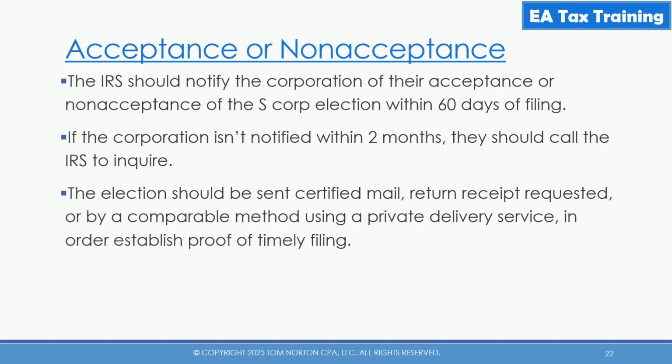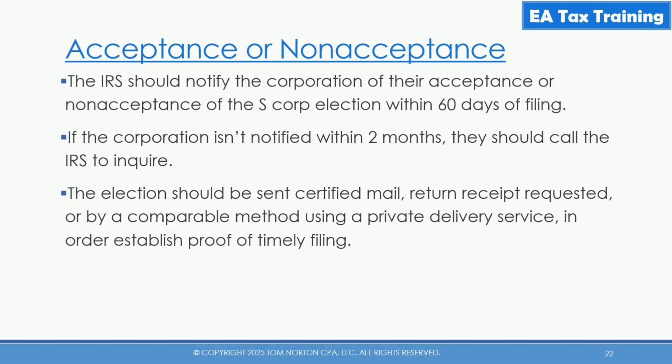Once it is filed, then the IRS should notify the corporation of their acceptance or non-acceptance within 60 days. If the corporation does not get that notice within 2 months, they should call the IRS to inquire. And when they send the election in, it should be sent certified mail, return receipt requested, or by a comparable method with a private delivery service such as UPS or FedEx. And you want to do that so that you can prove, if you have to, timely filing.